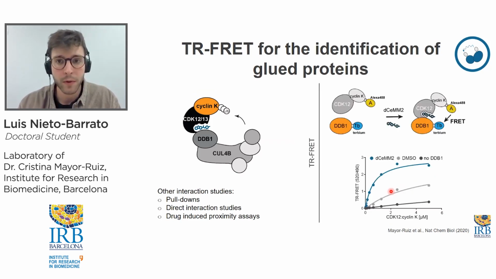So for this, they fuse a fluorophore to cyclin K and another one to DDB1. And upon drug treatment and increasing concentrations of the target protein, they found that the signal was also increasing, meaning that the hits were inducing proximity between DDB1 and cyclin K.